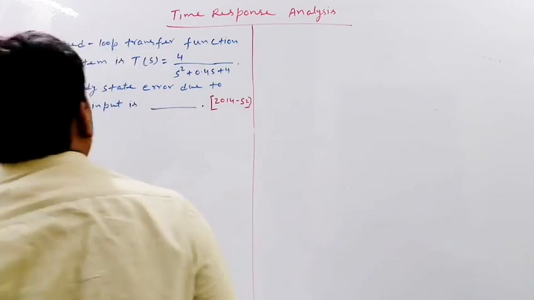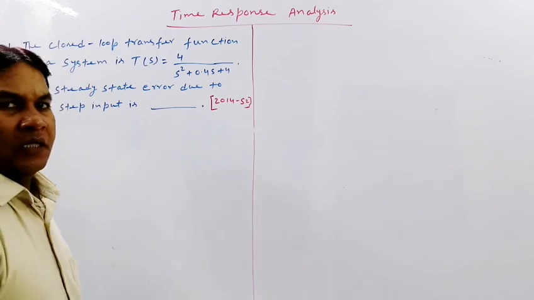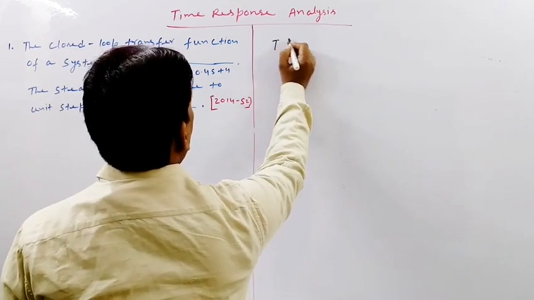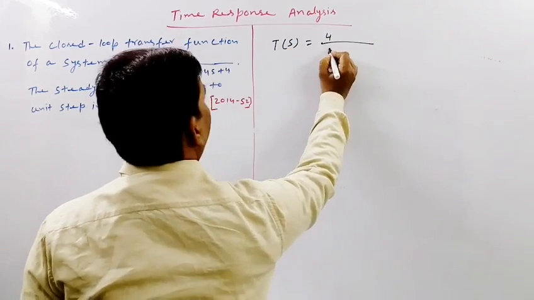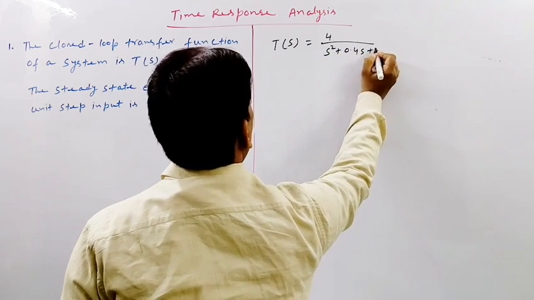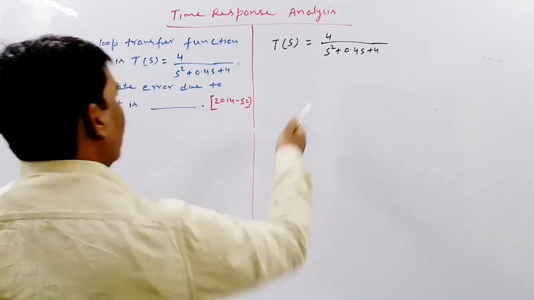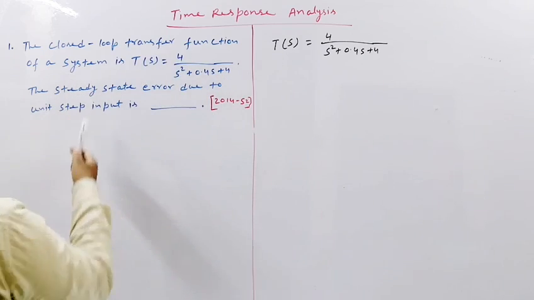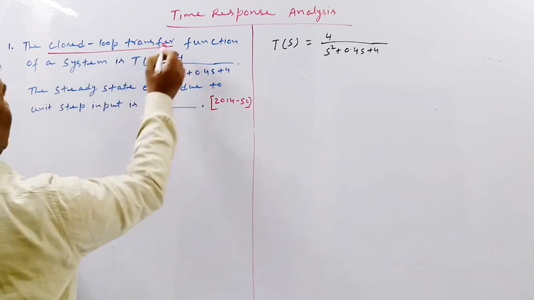So let us see what will be its solution. It's a fill in the blank type question. So the transfer function given is T(s) equal to 4 divided by s square plus 0.4 s plus 4. And this is the closed loop transfer function of a system.